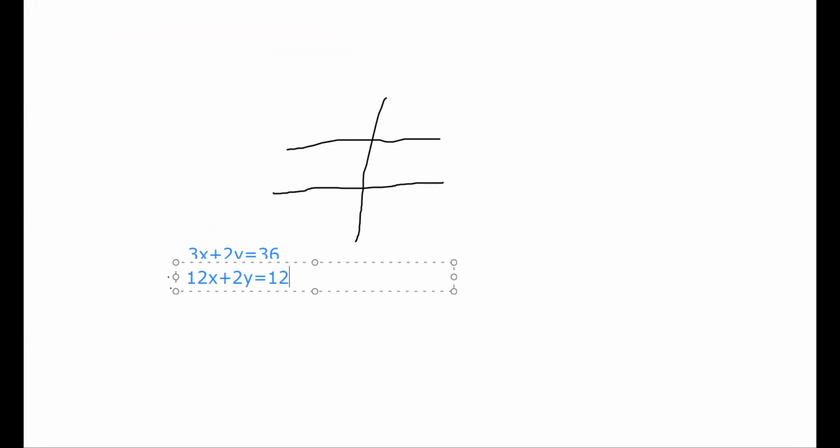12x plus 2y will be equal to 126 using what? The corresponding angle theorem.